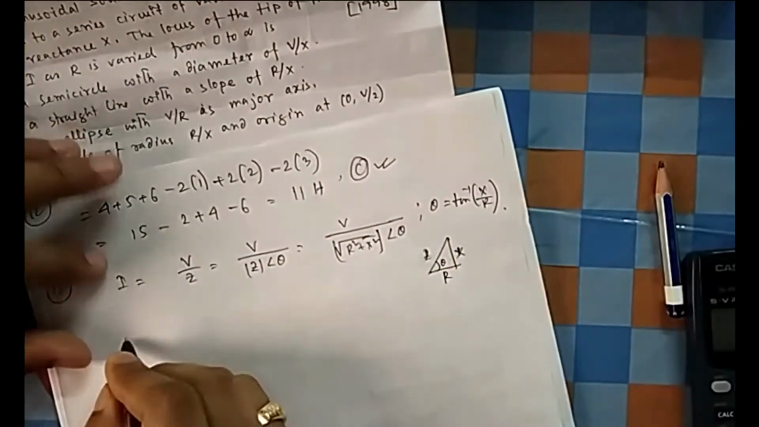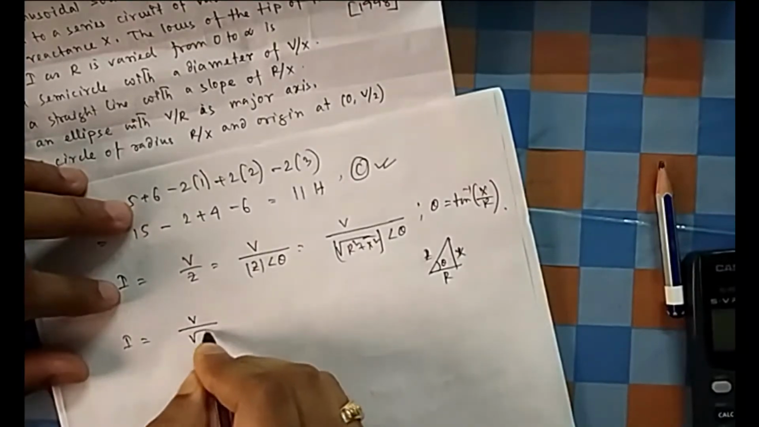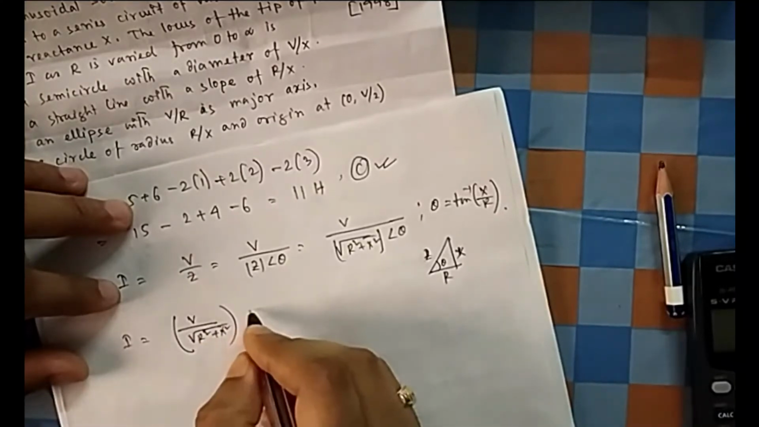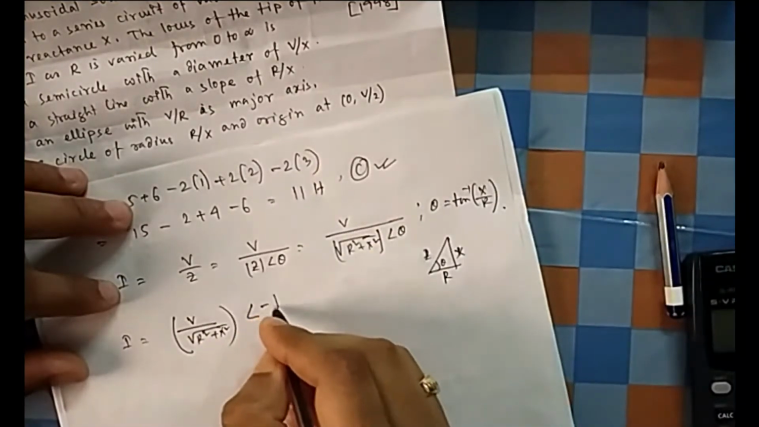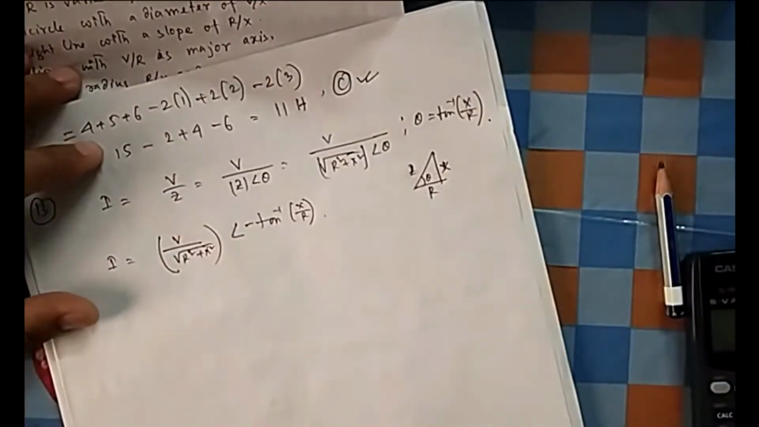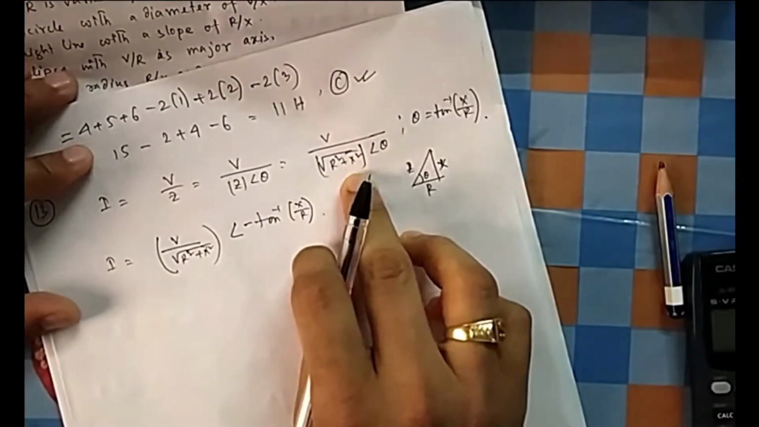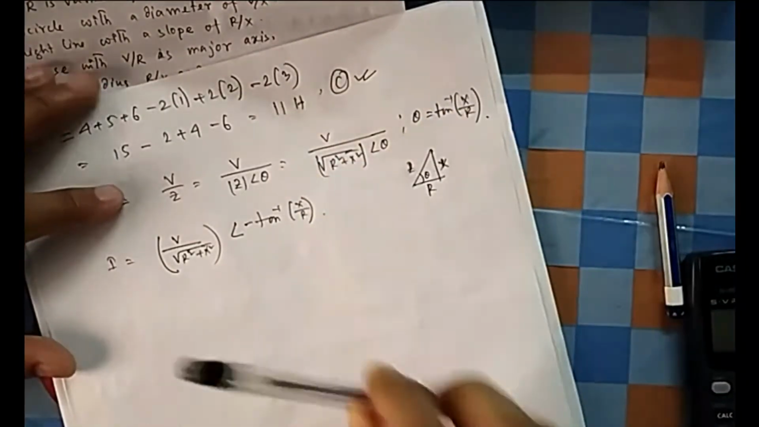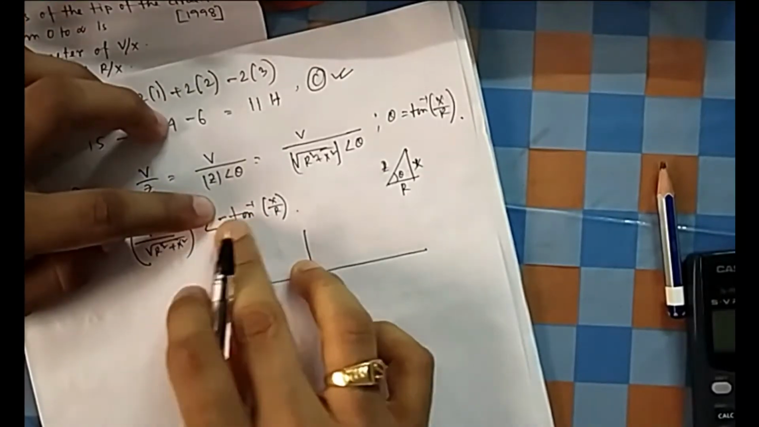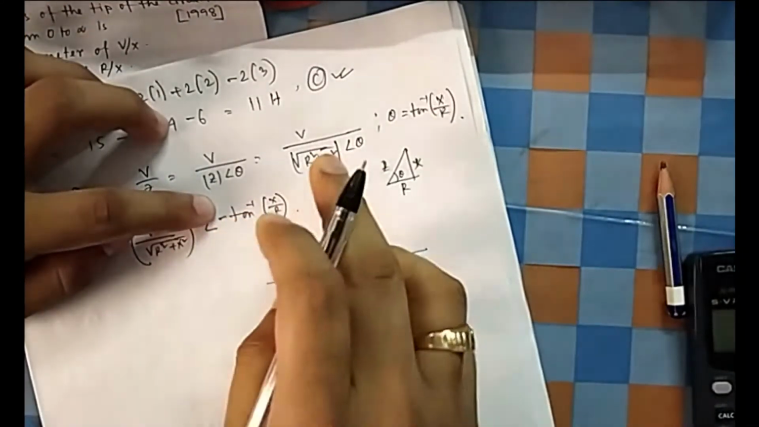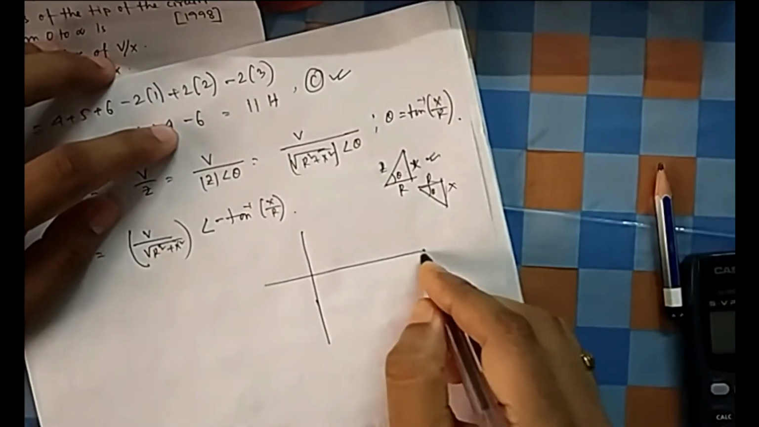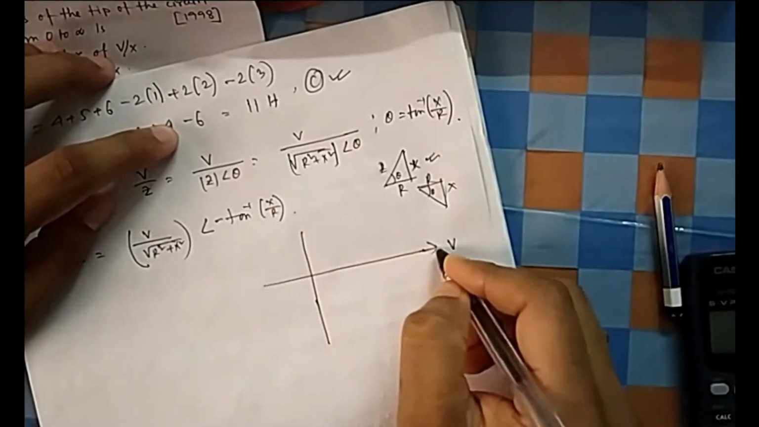So my current will have a magnitude of V by the square root of R square plus X square, and the angle is minus theta, because it goes upside down. I am considering inductive reactance, that's why plus X. This sign can be minus also, depending on whether you are taking positive or negative reactance. That depends on you. Now you draw the phasor diagram. Suppose this is my V, on the V axis, angle 0.